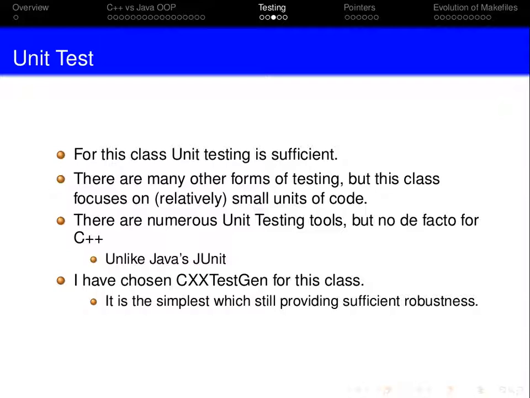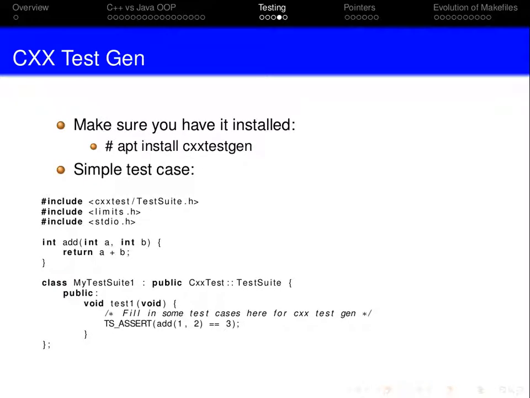There are numerous unit testing tools out there. Unfortunately, there is no de facto standard for C++, unlike Java, which has JUnit, the de facto way to test Java. That's great, because you only have one thing to worry about. C++ is not like that. I've chosen CXX Test for this class, because from my experience it's been the simplest tool while still providing sufficient robustness. So this is something we have to install? Yeah, you'll have to install it. So make sure to install it like that. Good question: apt install CXX Test.